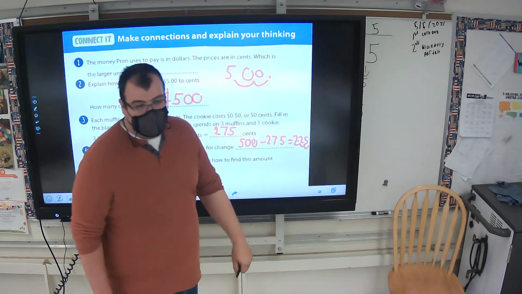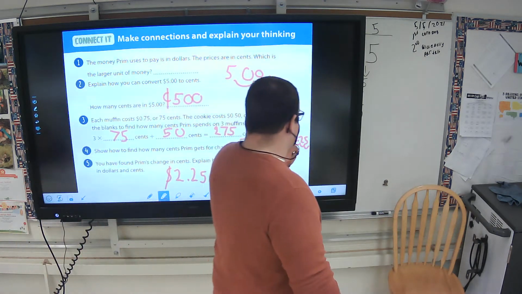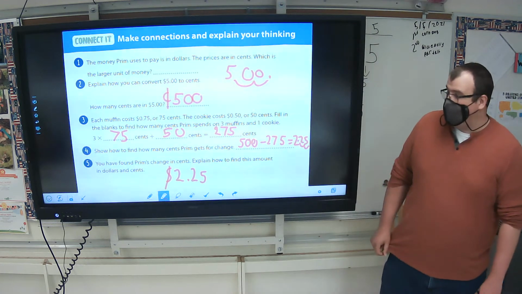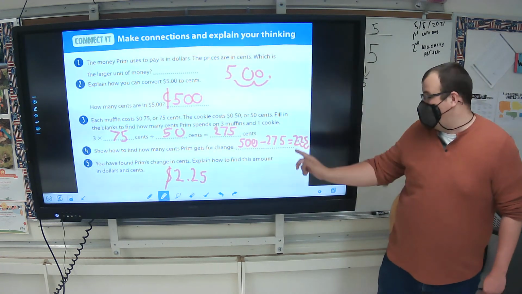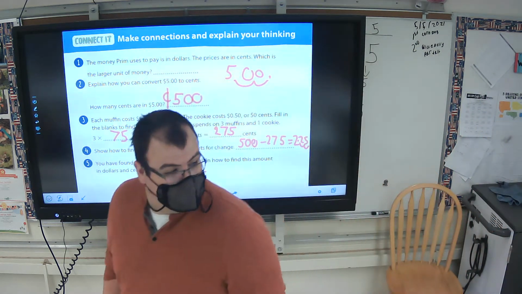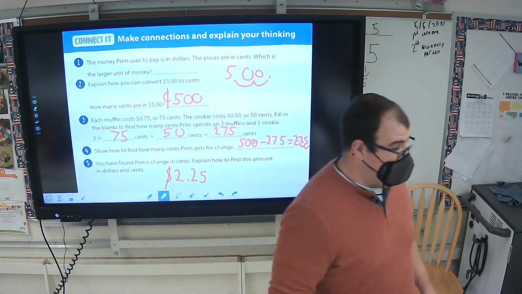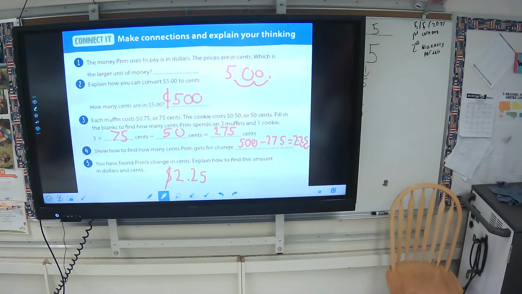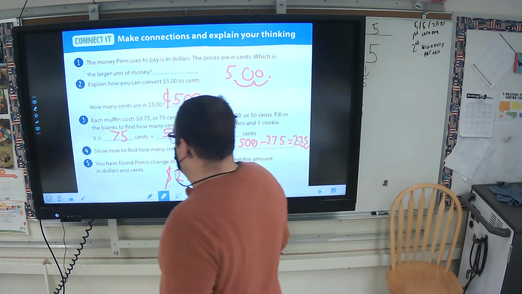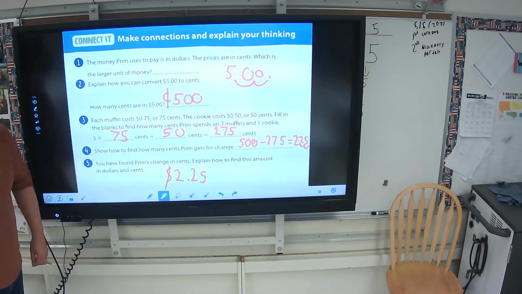When we went from $5 to 500 cents, what did we multiply $5 by? 100. What did we do to this 225? We divided by 100. If moving it 2 places to the right was multiplying by 100, moving it 2 places to the left is dividing by 100. Remember the opposite. Any questions on that? Pretty easy stuff, isn't it? It's a little bit easier than time.